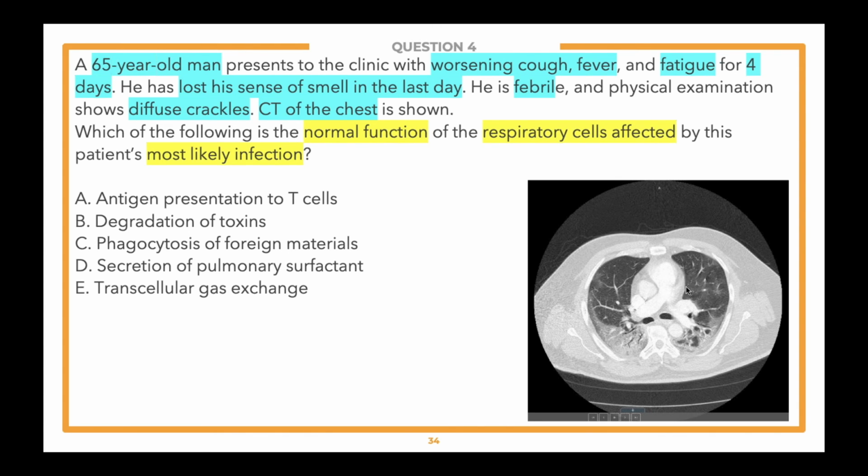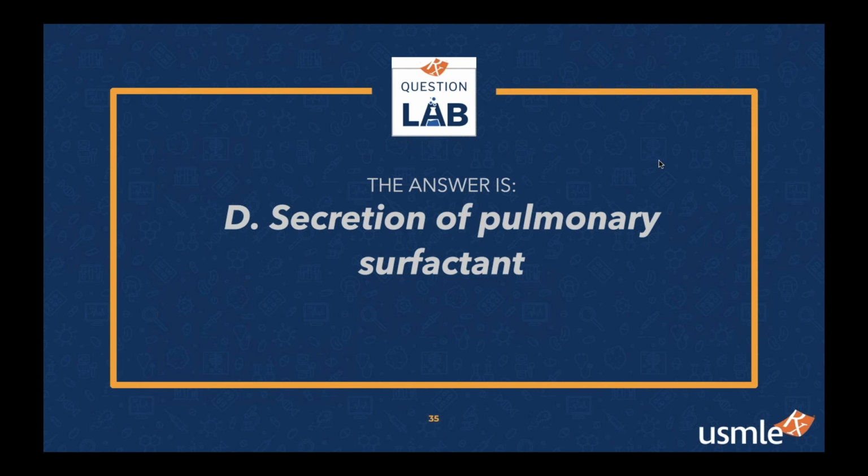All right, so some responses coming in. It looks like D is in the lead. It looks close. I'll give all of you a few more seconds here, just in case. All right, let's take a look and see what the correct answer is. And the correct answer is D, secretion of pulmonary surfactant.